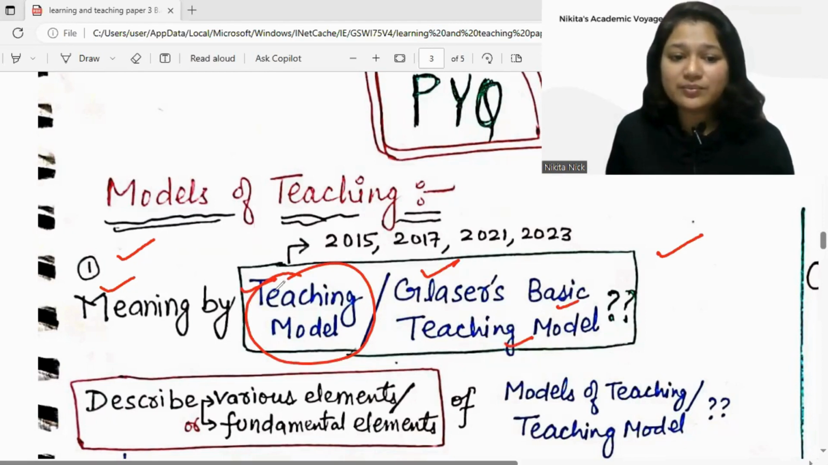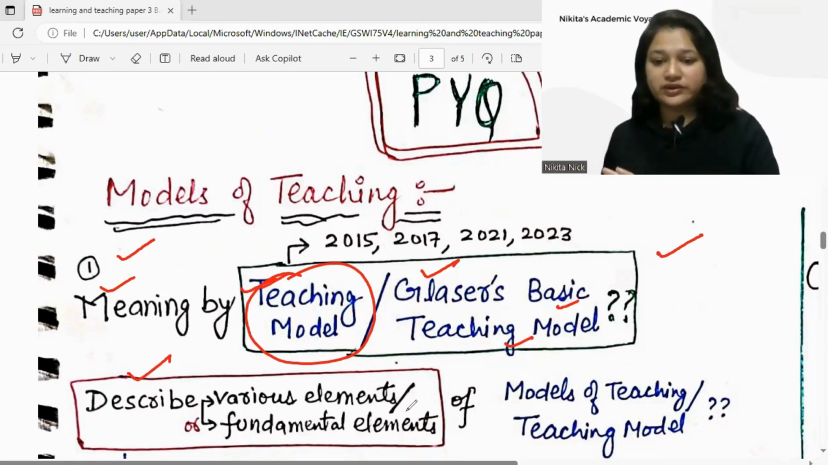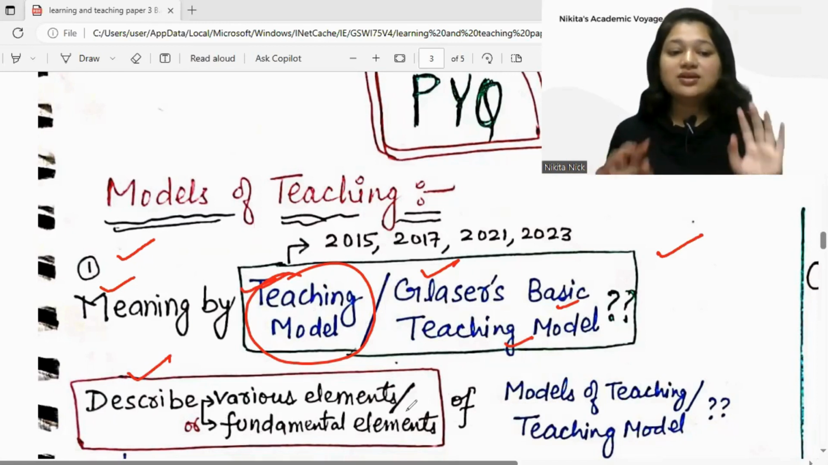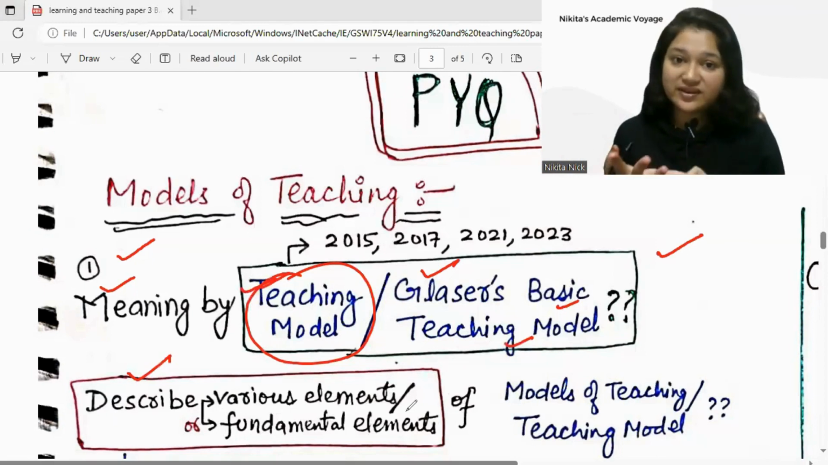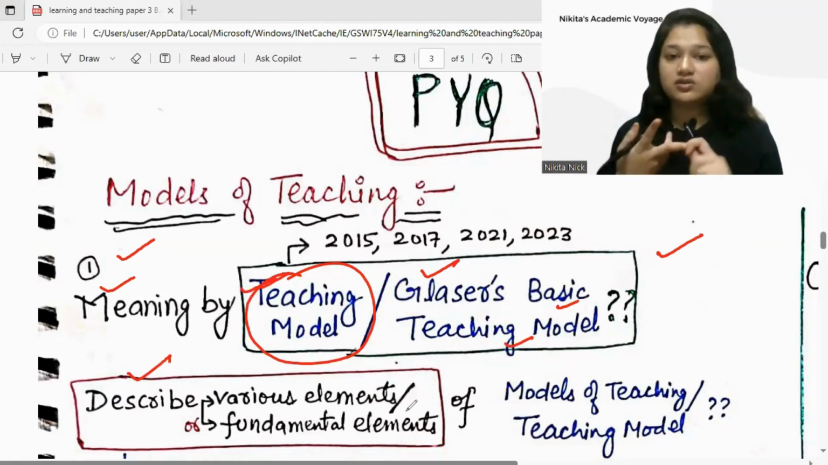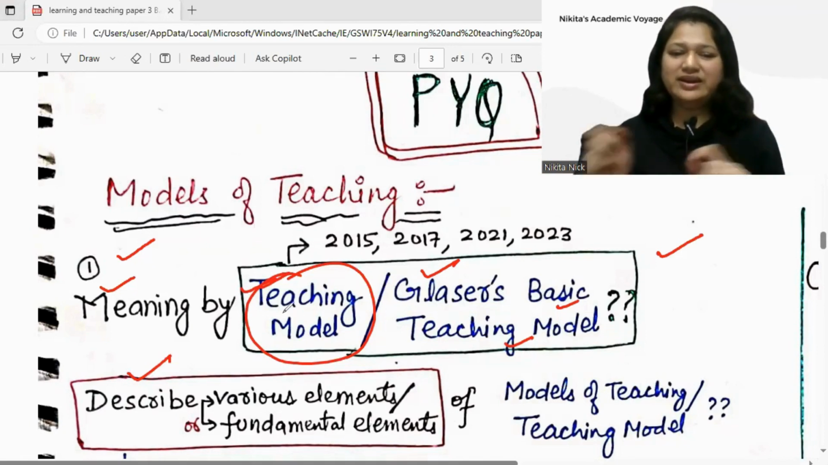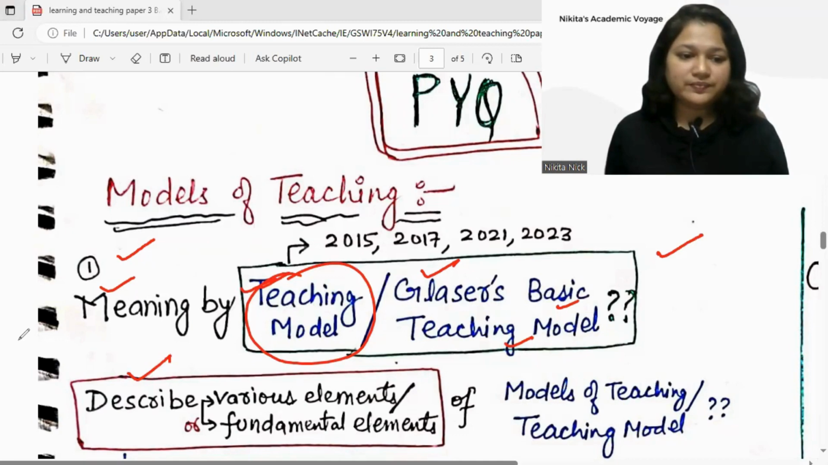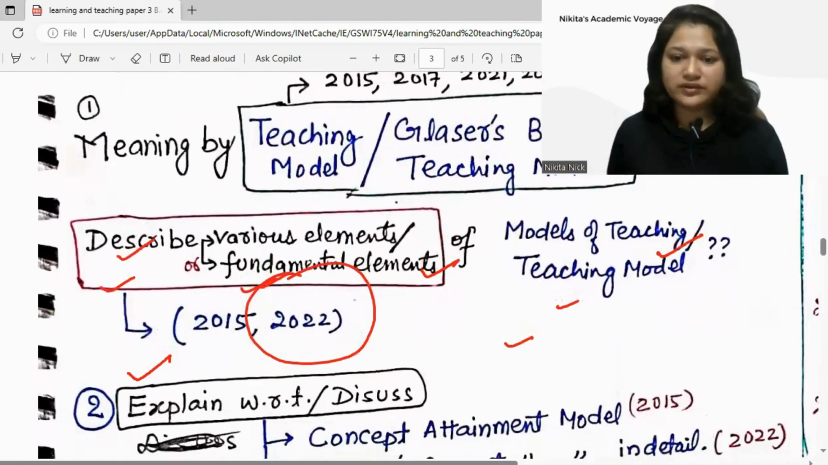So what is the meaning of teaching model, meaning Glasser's basic teaching model? Describe various elements, or describe fundamental elements. So they have asked like this. One time they asked describe various elements of models of teaching or teaching model. One time they asked describe fundamental elements of teaching model. They can use anything, Glasser's basic teaching model or teaching model or models of teaching. Same thing. They have just rearranged the words, nothing else.